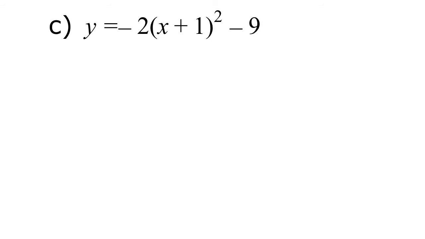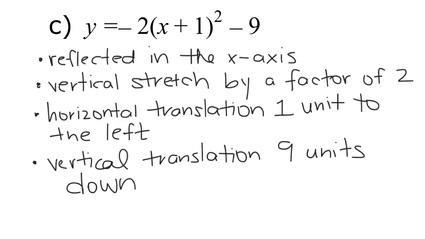See if you can try this one on your own. So you've got an equation of y equals negative 2 times (x plus 1) squared minus 9. So you're going to list out all of the possible transformations that are being applied to this parabola. So this parabola has a full set of transformations. So if we start at the very front of the equation, the first thing that we see is a negative sign. That tells us that our parabola is opening down, but the proper terminology is to say that this parabola is being reflected in the x-axis.